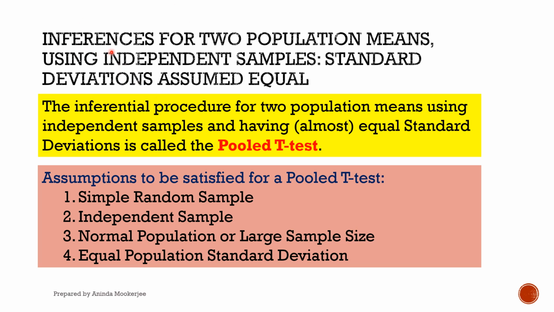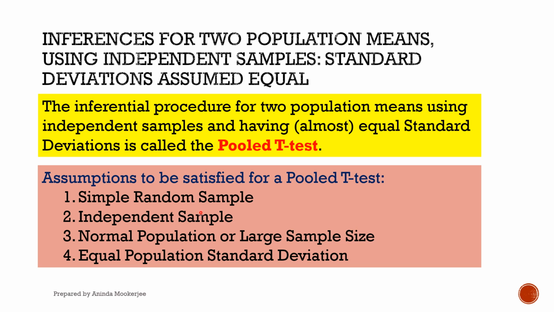So one more time, the inferences for two population means using independent samples with standard deviation assumed equal. The inferential procedure for two population means using independent samples and having almost equal standard deviations is called the pooled t test. So for this example that we just reviewed, we are going to use the pooled t test procedure. We combine the two standard deviation values from the two samples, take their weighted average, and find s sub p, which is the pooled standard deviation.